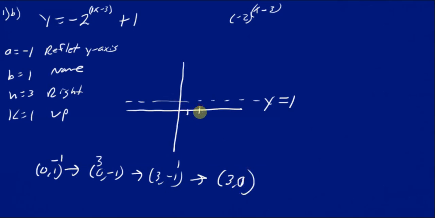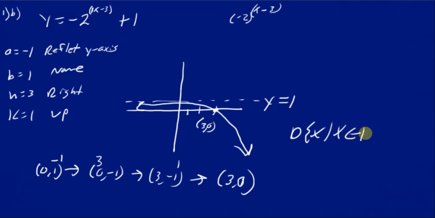So I go over here 1, 2, 3 units, and that's going to be 3, 0. So my graph is going to come along the horizontal asymptote and now go down because it is a reflection. Domains never change. It's always going to be such that x is an element of all real numbers. And now because it's a reflection, for the range, we go from negative infinity up to the horizontal asymptote.